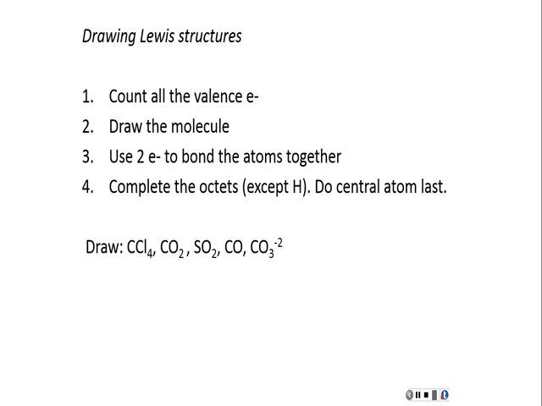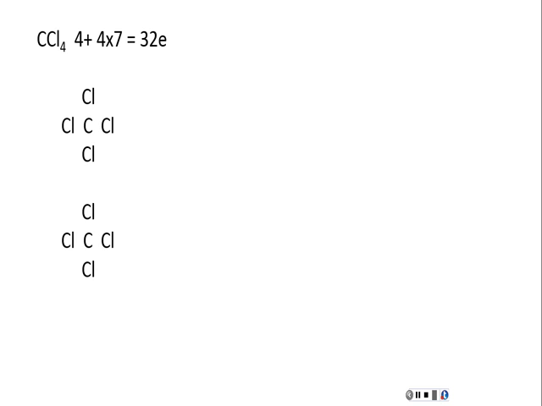Now I'm going to go through drawing out some of these. If you want to try them on your own first, that's fine, but I will do them one at a time. Let's take a look now at carbon tetrachloride. We have 4 valence electrons from the carbon, and we have 4 chlorines. Each chlorine has 7 valence electrons, for a total of 32 electrons.